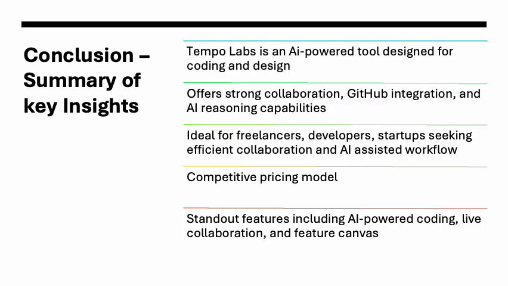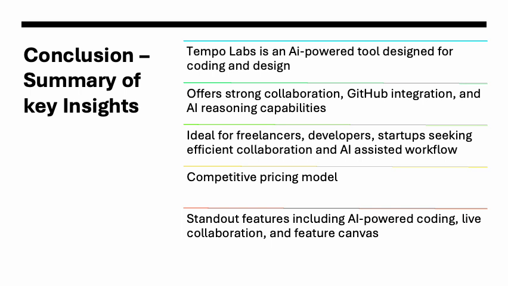To wrap it up, Tempo is an AI-powered tool made for developers and designers. It offers powerful features like live collaboration, GitHub integration, and intelligent AI reasoning. It's a great fit for freelancers, teams, or startups looking to boost productivity and code quality. With its competitive pricing and standout features, Tempo is changing the way we code.